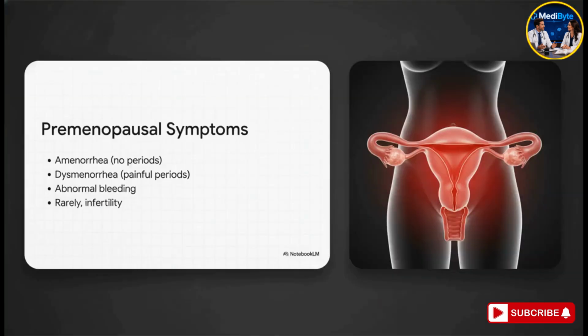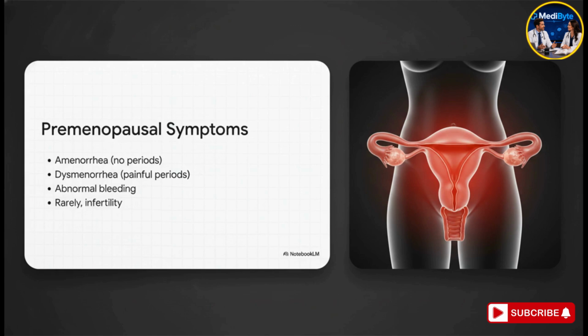However, if you are premenopausal, meaning you're still menstruating, that blockage can definitely cause issues. Symptoms to really look out for include amenorrhea, meaning your periods just stop, or dysmenorrhea, which translates to incredibly painful periods, as well as abnormal bleeding.